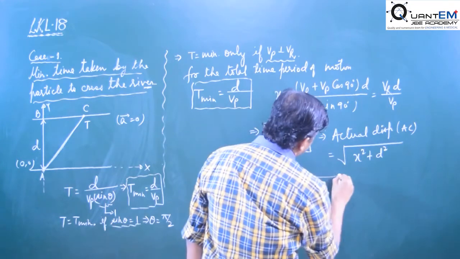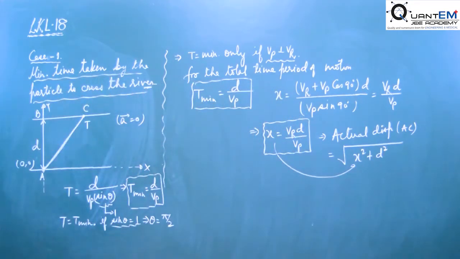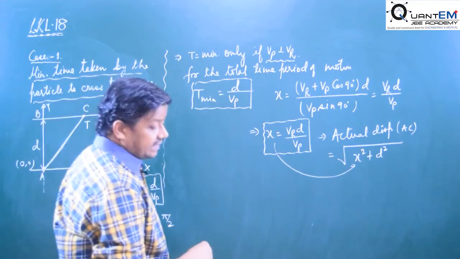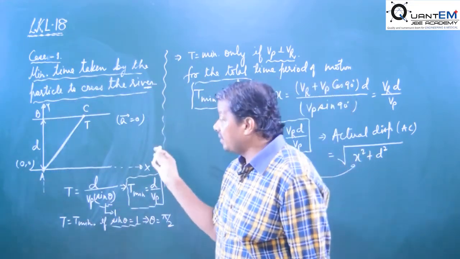Put this value here, you will get the value of what? The actual displacement of the particle in crossing the river. It was the first case, the minimum time taken by the particle to cross the river.